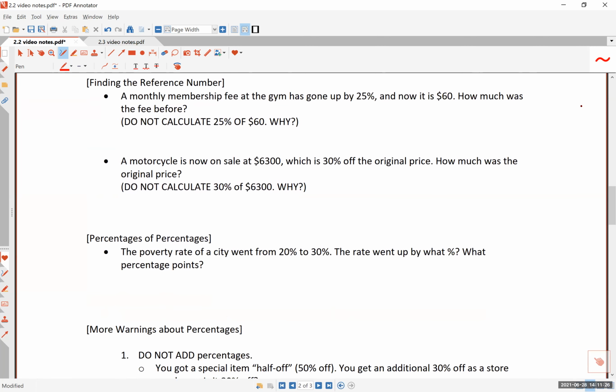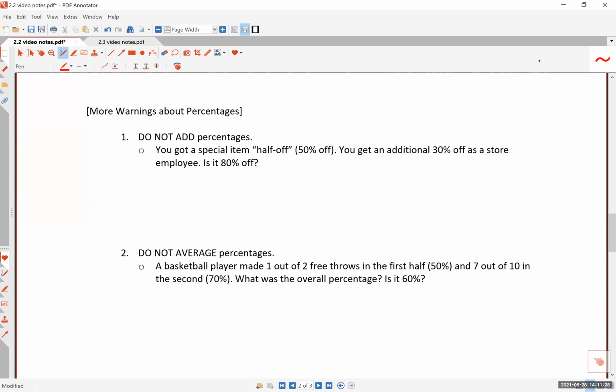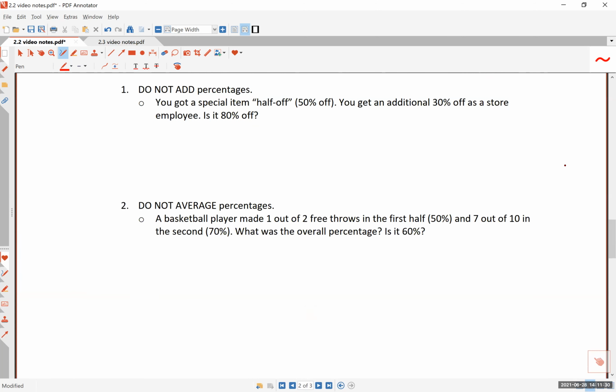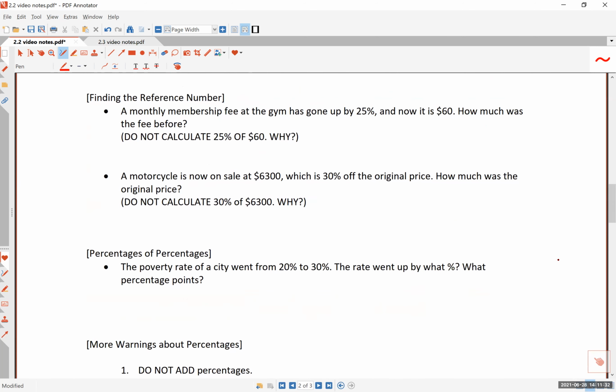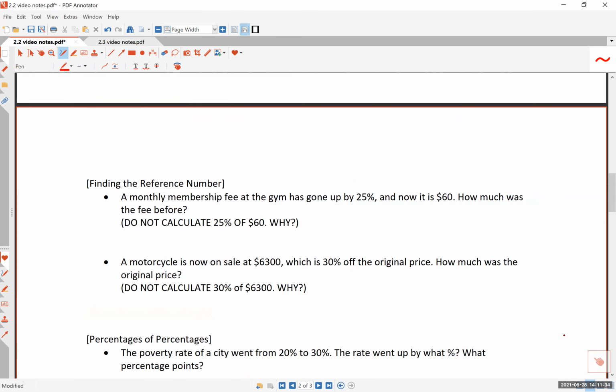Now, there are other ways in which percentage numbers can mislead or misguide you or deceive you. So let's look at the second page of the notes for section 2.2 in the next video clip.